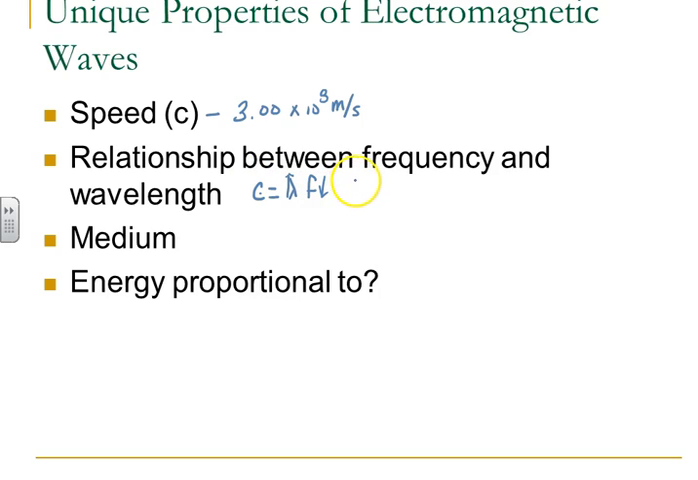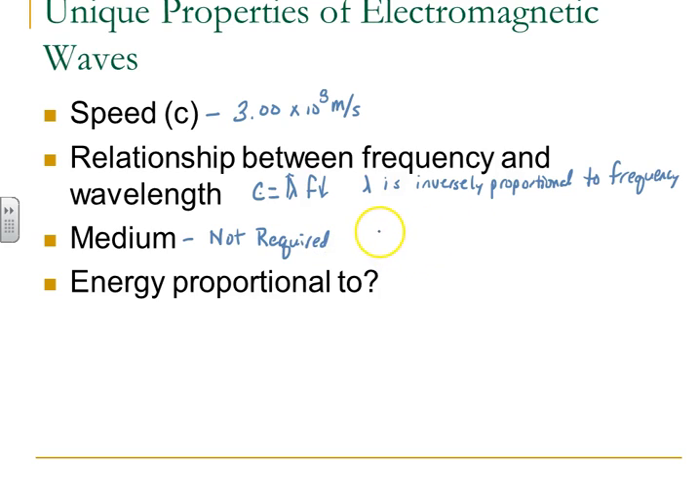That means that wavelength is inversely proportional to frequency. So as wavelength increases, frequency is going to decrease. The medium. Medium is not required, but there could be one, such as light passing through someone's glasses or a lens.